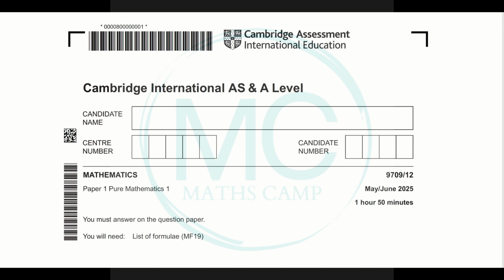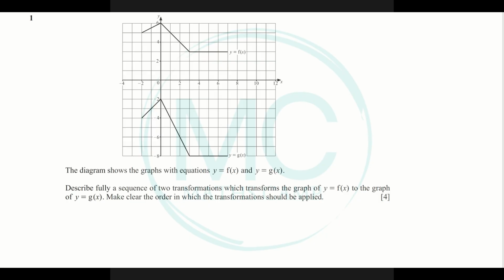In this video, we're going to look at Cambridge International AS Level Mathematics 9709, Pure Mathematics 1, Paper 1-2, from May-June 2025. Let's start with question 1. The diagram shows the graphs with equations y is equal to f of x and y is equal to g of x. Describe fully a sequence of two transformations which transforms the graph of y is equal to f of x to the graph of y is equal to g of x.